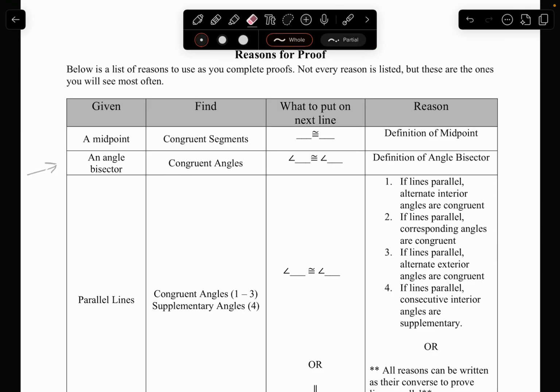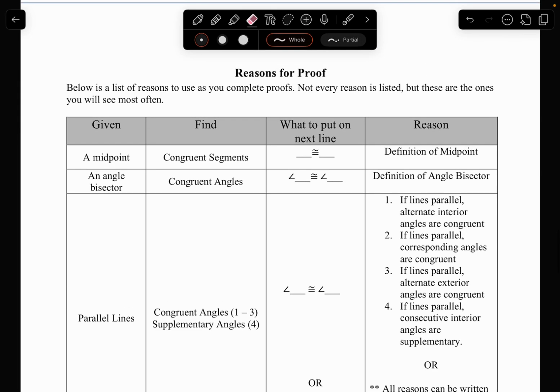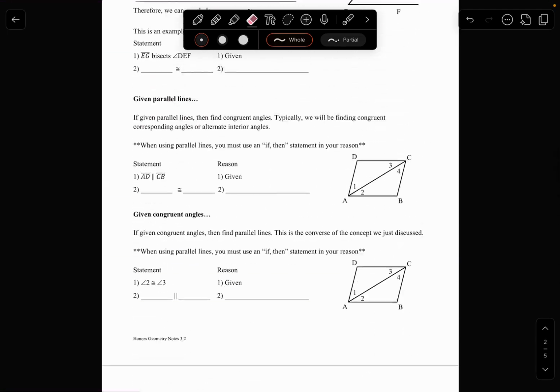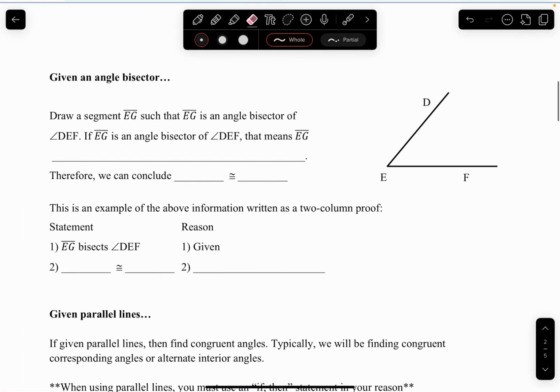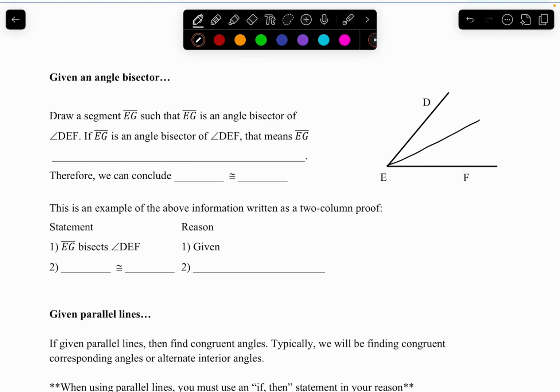What I like to tell kids is this reasons for proof sheet is your blueprint. It is your guide to help you write proofs. Once you know what you're given, it's really easy to figure out the rest of your proof. You just have to do the same thing every time. Okay, back to angle bisector. This first part says draw a segment EG such that EG is an angle bisector of DEF. So I need to draw EG, and I'm drawing it so that EG is an angle bisector of the big angle DEF.